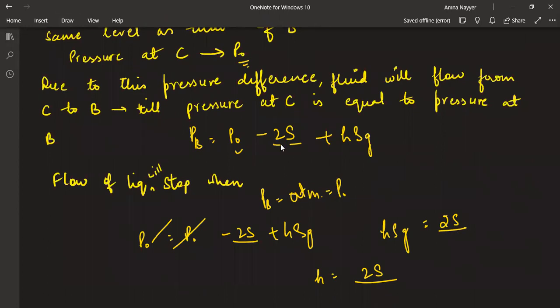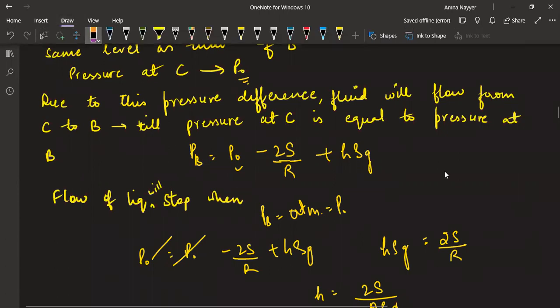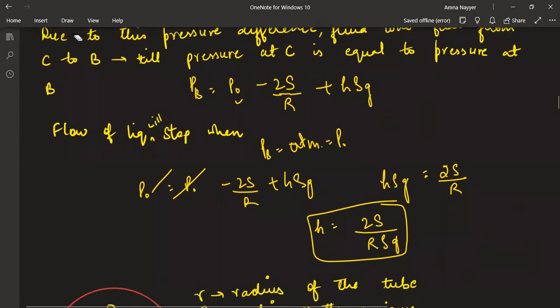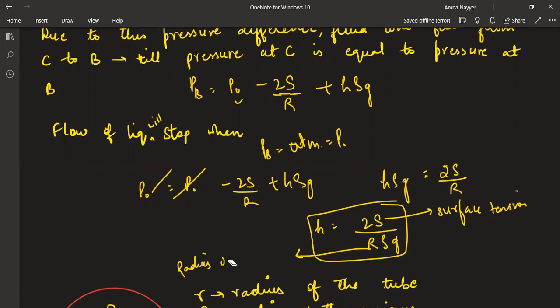Because this is the radius, not the radius of the sphere, this becomes 2S by R rho g. This is the formula for the ascent height. 2 is a constant. S is surface tension. G is acceleration due to gravity. R is radius of meniscus.